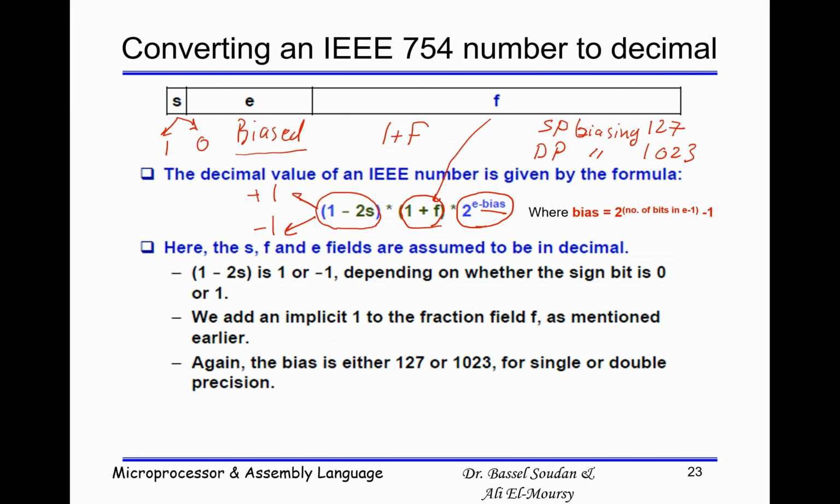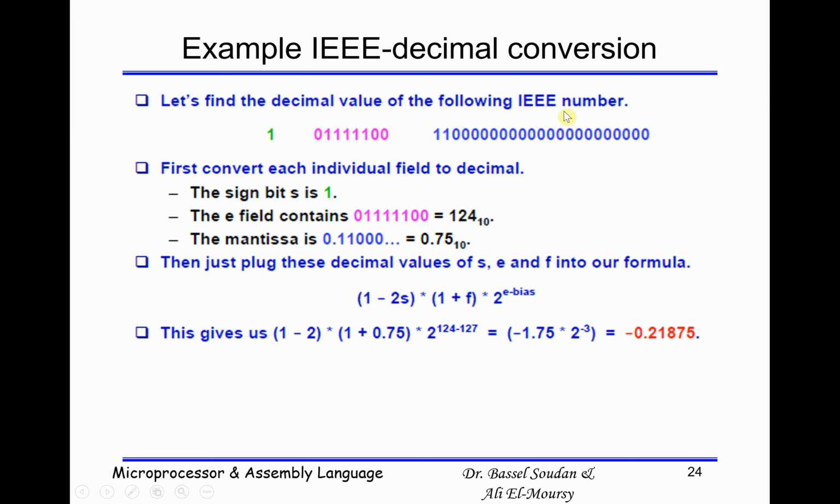You can get the value of the number. Here S, F and E fields are assumed to be in decimal. Okay, 1 minus 2S is actually indicating the number is positive or negative. We add an implicit 1 for the fractional, and we have the biasing either 127 or 1023. So let's find the decimal value of the following IEEE number.